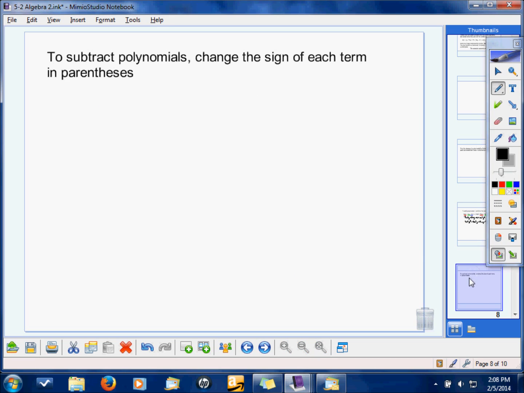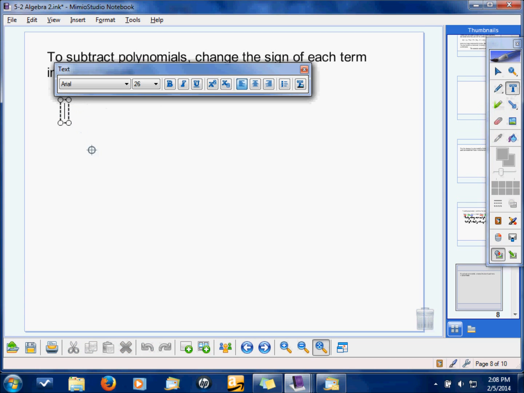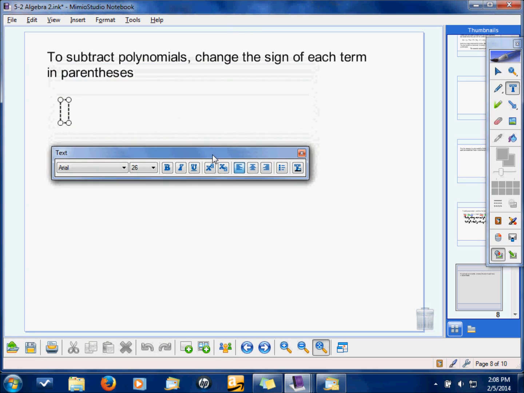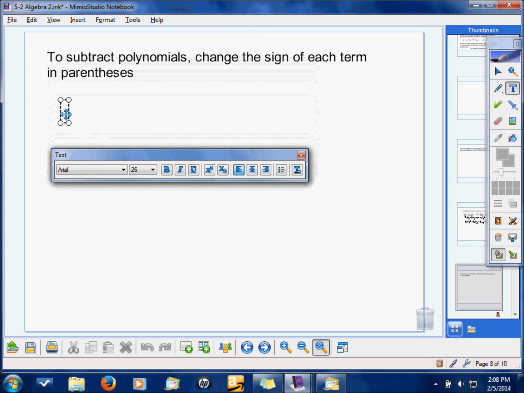Okay, let's move on. Subtracting polynomials. Subtracting polynomials takes one extra step in order to make sure that you don't make a mistake. Some of you will be able to mentally do this, but until you get really good at it, you're going to make sure that you're carefully changing the sign of each term as you go.